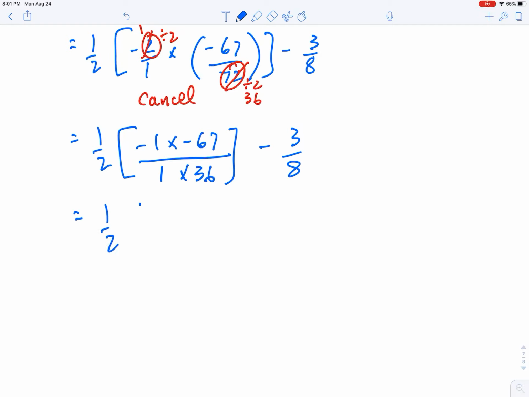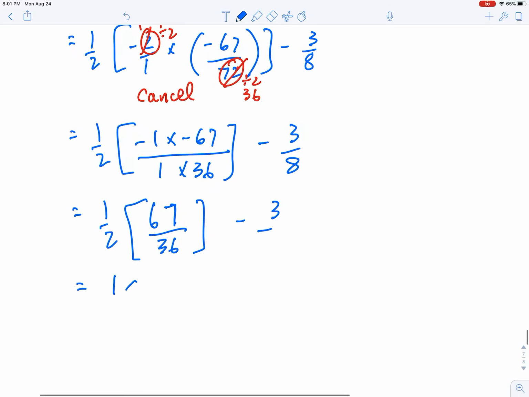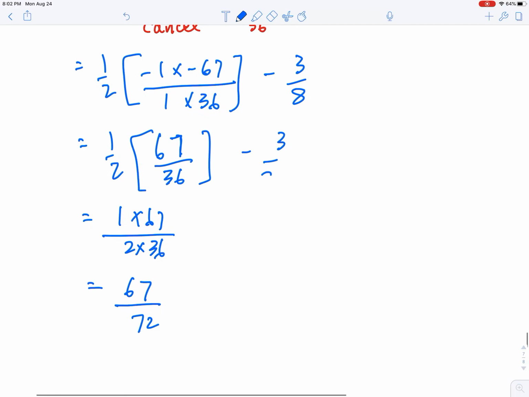So I have 1/2. Up top, I get positive 67 over 36. Top times top. I'm going to just not write that positive because it might make me think that I have to add them. I don't. I'm timesing. So up top is 1 times 67, which is 67. On the bottom is 2 times 36, which is 72. And this whole thing is minus 3/8.